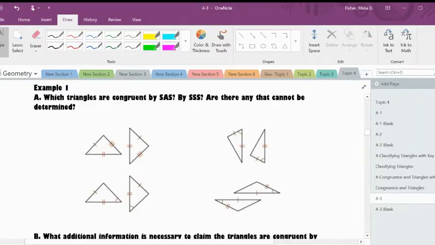Which triangles are congruent by side, angle, side, and which are congruent by side, side, side? Are there any that cannot be determined? Looking at this first one, we have side 1, side 1, side 2, side 2, and side 3, and side 3. So this set of triangles is congruent by side, side, side.